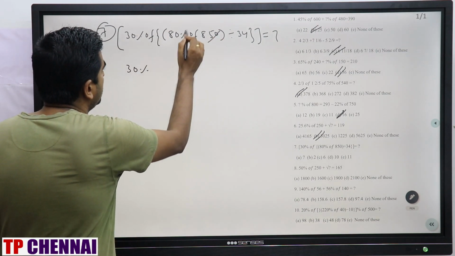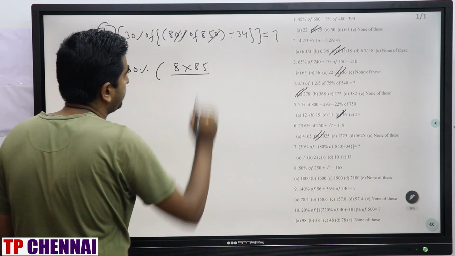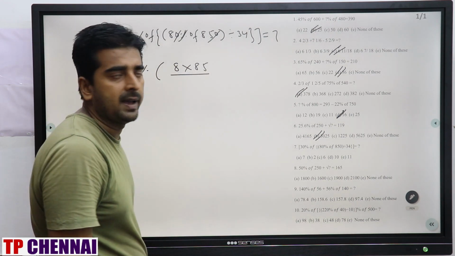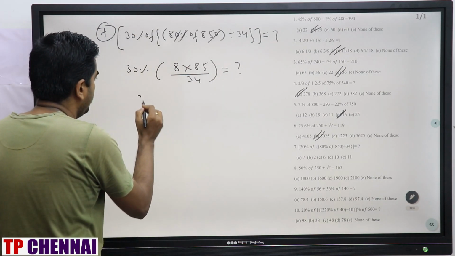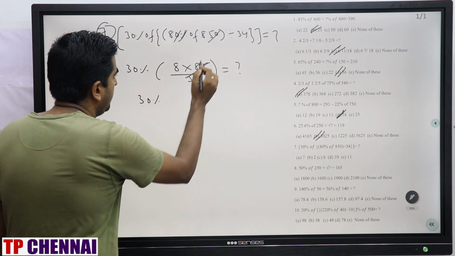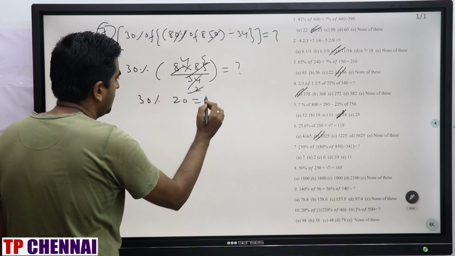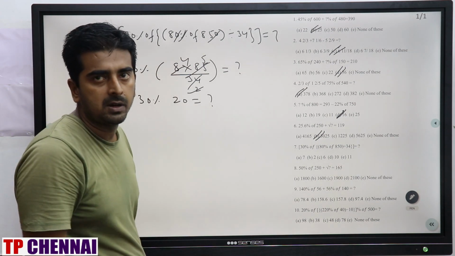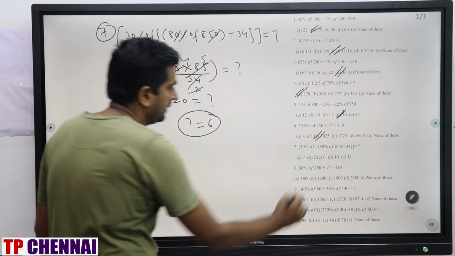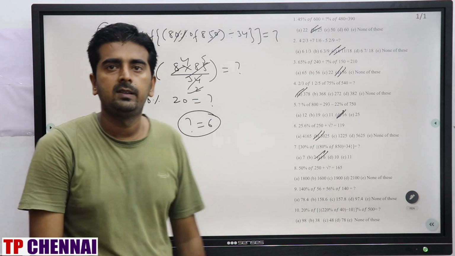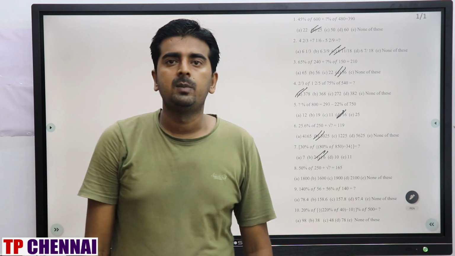So percentage and double zero will go, this is 8 into 85 divided by, so it will become in reverse manner. So divide by 34 is equal to question mark. This is 30% of 17 5s are, 17 2s are, 2 4s are. So 30% of 20 is equal to question mark. What is 30% of 20? 6 only. So question mark is equal to 6. So my answer is nothing but third option. 6 is the correct answer. Clear? So now we'll see question number 8.